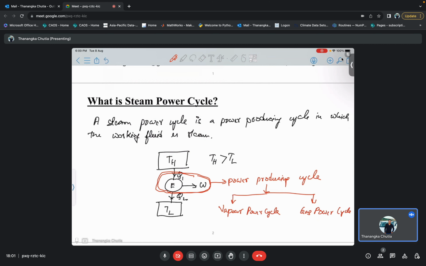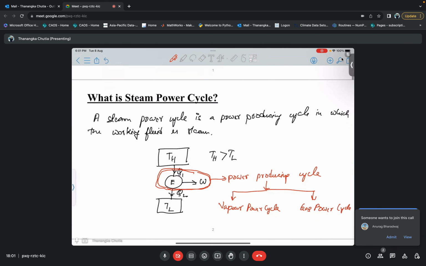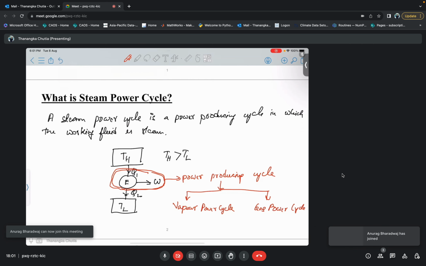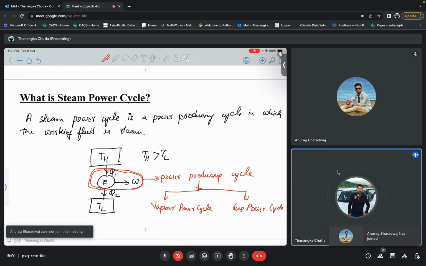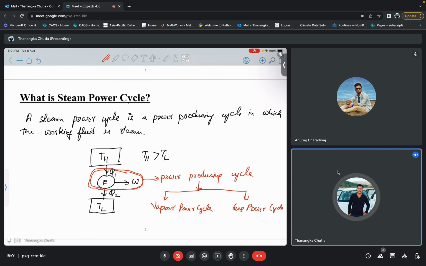In the last class we dealt with the second law of thermodynamics, and we understood that if we have to take out heat and produce some amount of work, then we will have to reject some amount of heat to another low temperature sink. In doing so we will be operating an engine, and this engine part is what we are going to study, which requires one power producing cycle. These can be of two types, vapor power cycle and gas power cycle, and today we will be dealing with the vapor power cycle, that is, the steam power cycle.